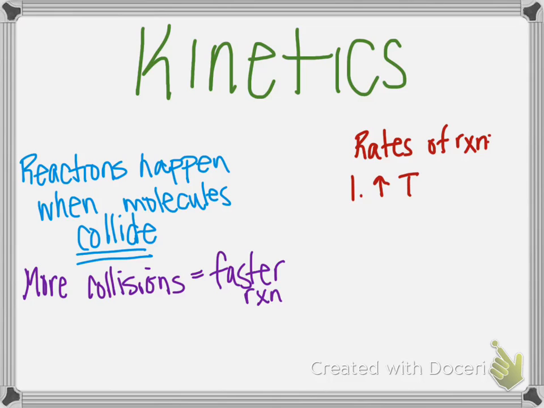The first is to increase the temperature. Now remember that increasing the temperature increases the speed of molecules, and if the molecules move faster, then they're going to hit each other more often, so more collisions, faster reaction rate. Another way to increase the rate of the reaction is to decrease the volume of your container. If there's less room for the molecules to move around in, then they will hit each other more often and therefore a faster reaction rate.